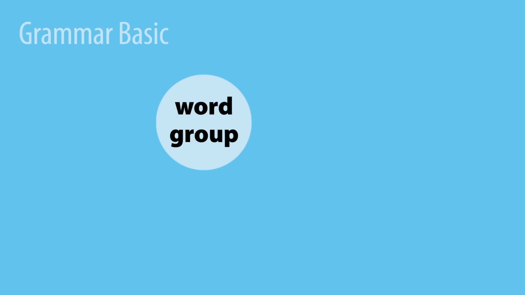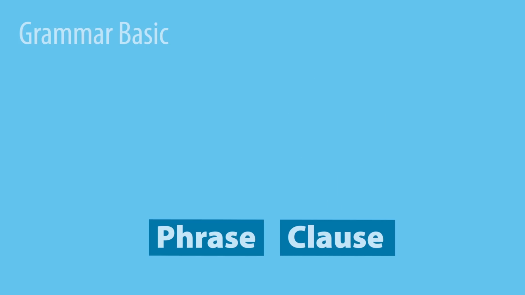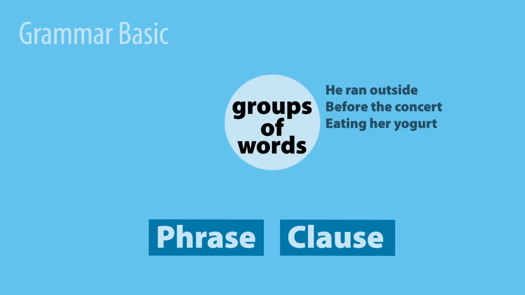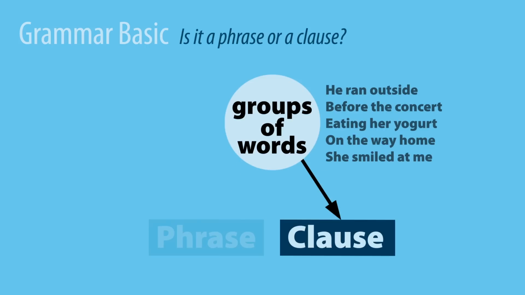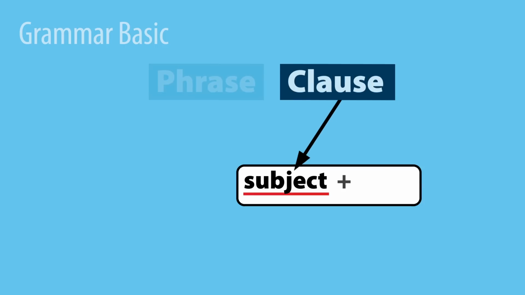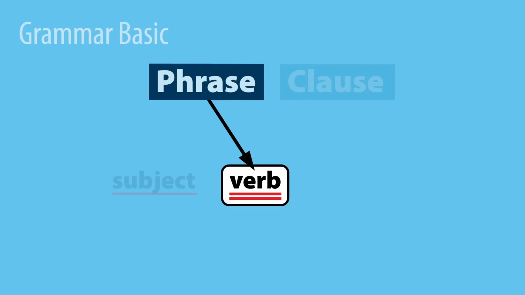Knowing whether a word group is a phrase or a clause will help you know when to use commas and help you with agreement and reference problems. When you look at groups of words in sentences, ask yourself, is this a phrase or a clause? A clause has both a subject and a verb, and maybe more than one of each. A phrase has either a subject or a verb, but it doesn't have both.